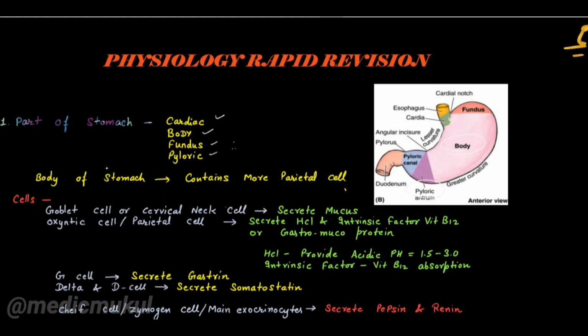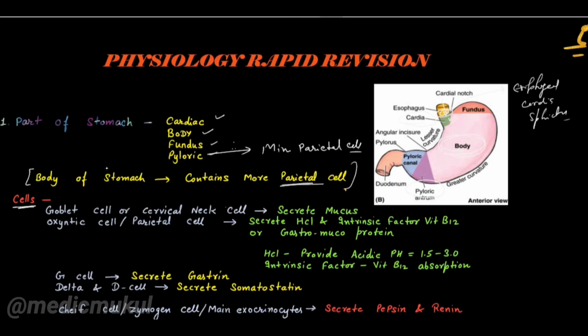The cardiac part is present where the esophagus opens, and there is a sphincter present here that we call the esophageal cardiac sphincter, through which the esophagus opens into the stomach. Now the body of the stomach contains maximum parietal cells. Then the pyloric part contains a minimum of parietal cells.